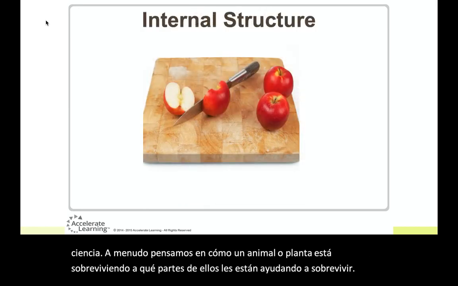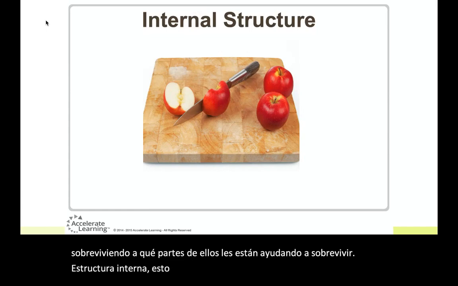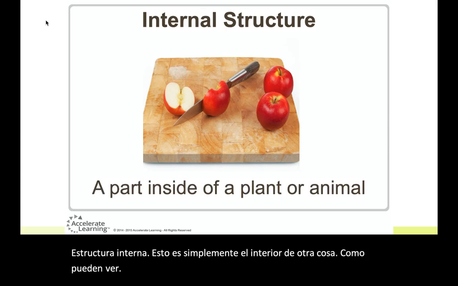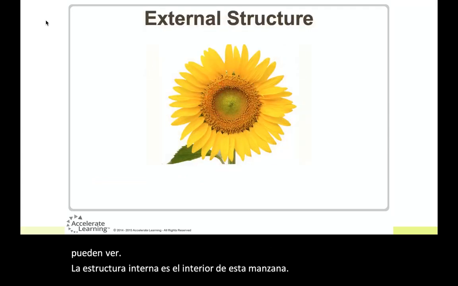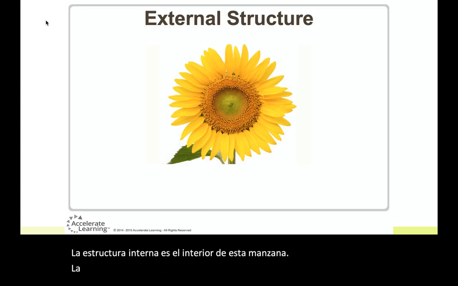Internal structure. This is simply the inside of something else. So as you can see, the internal structure is the inside of this apple. The external structure is simply the outside of something. The outside of the sunflower, you can see the leaves and the stem and the petals.